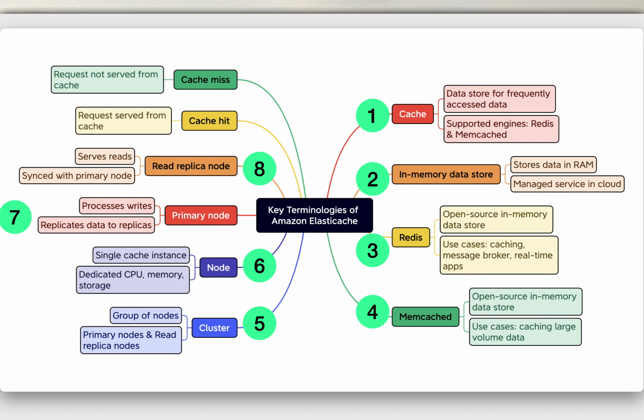9. Cache hit, a request that is served from the cache without having to access the underlying data store. Cache hits are much faster than cache misses, so they can improve the performance of applications significantly. 10. Cache miss, a request that cannot be served from the cache and requires the underlying data store to be accessed. Cache misses can be caused by a variety of factors, such as the data not being in the cache or the data being stale.